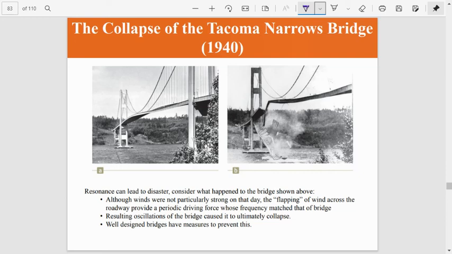And on a really windy day, the winds themselves were turning the bridge into a forced oscillator. The way the winds were flapping about, they were creating a driving force on the bridge, and their frequency actually matched the natural frequency of the bridge. So that created resonance, and the bridge started to oscillate. It started to move very wildly.